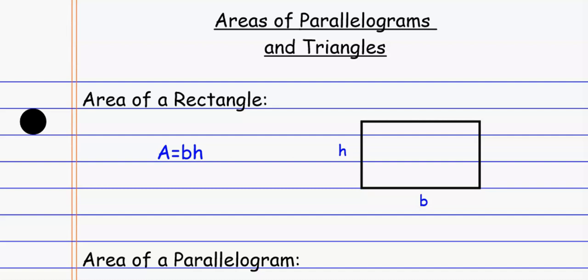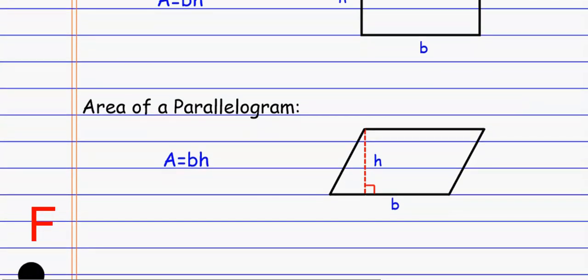So for a rectangle, instead of length times width, like maybe we did in elementary school, we're going to do base times height. Really, it's the same kind of thing. It means the same thing, and it's going to yield the same result. All right, so area of a rectangle is base times height. And then area of a parallelogram is also base times height.